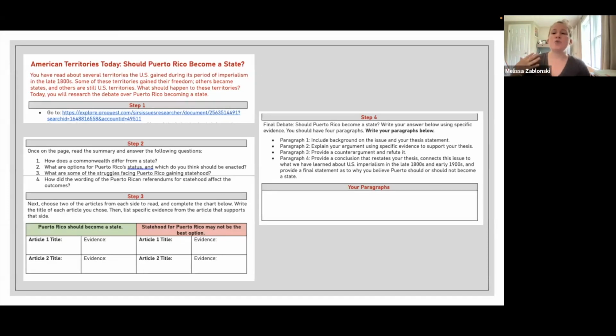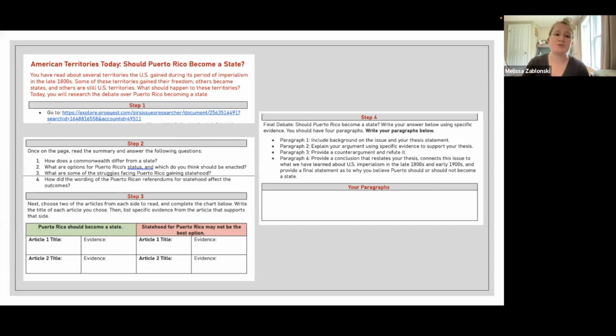And we read during our unit on imperialism how a lot of territories gained independence or were able to become free, but others became states or others are still territories today. I have a lot of students, particularly from Puerto Rico, so we take a look at why or whether or not Puerto Rico should become a state. And my students, especially from Puerto Rico, get really invested in this debate that we have.